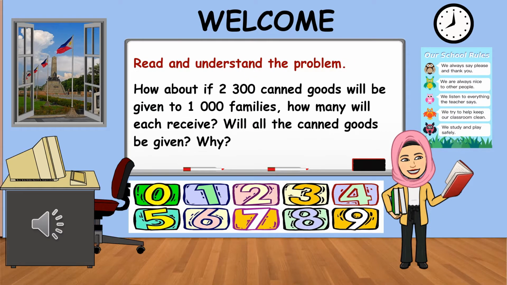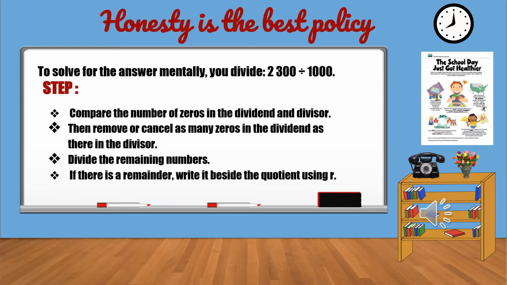How about if 2,300 canned goods will be given to 1,000 families? How many will each receive? Will all canned goods be given? Why? To solve for the answer mentally, you divide 2,300 divide 1,000.